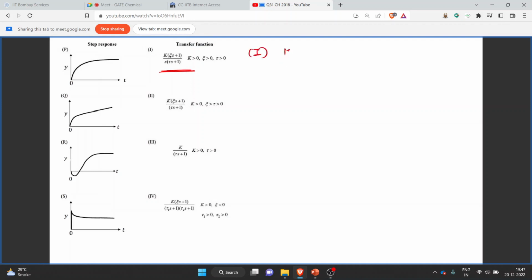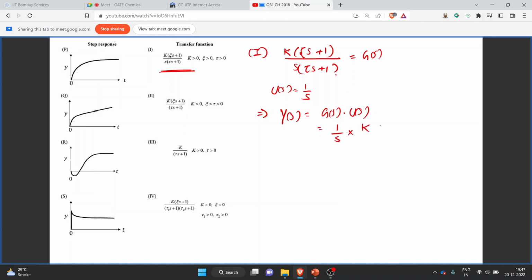So over here, one is k(zeta s plus 1) upon s(tau s plus 1), where k is greater than 0, zeta is greater than 0, and tau is greater than 0. So to find the response corresponding to this transfer function for the step input, we have the step input U(s) as 1 upon s. So we can find the response as Y(s) equal to G(s) into U(s), that will be 1 upon s into k times (zeta s plus 1) upon s(tau s plus 1).